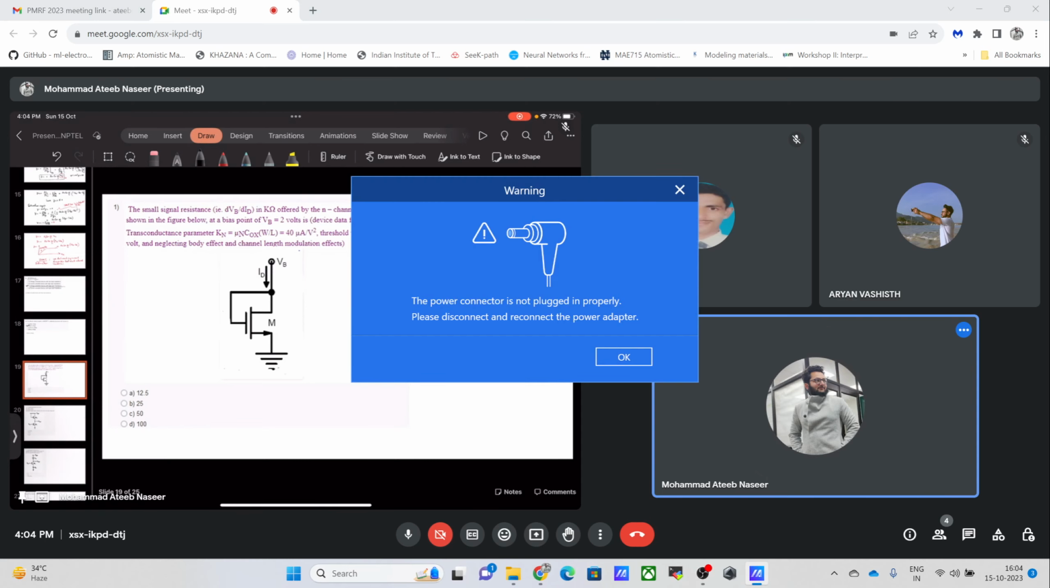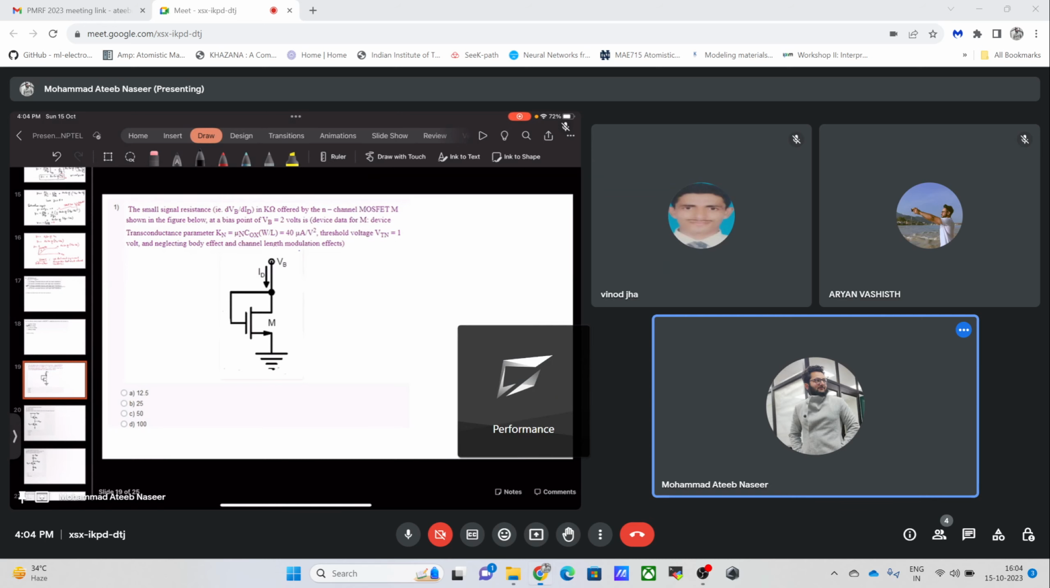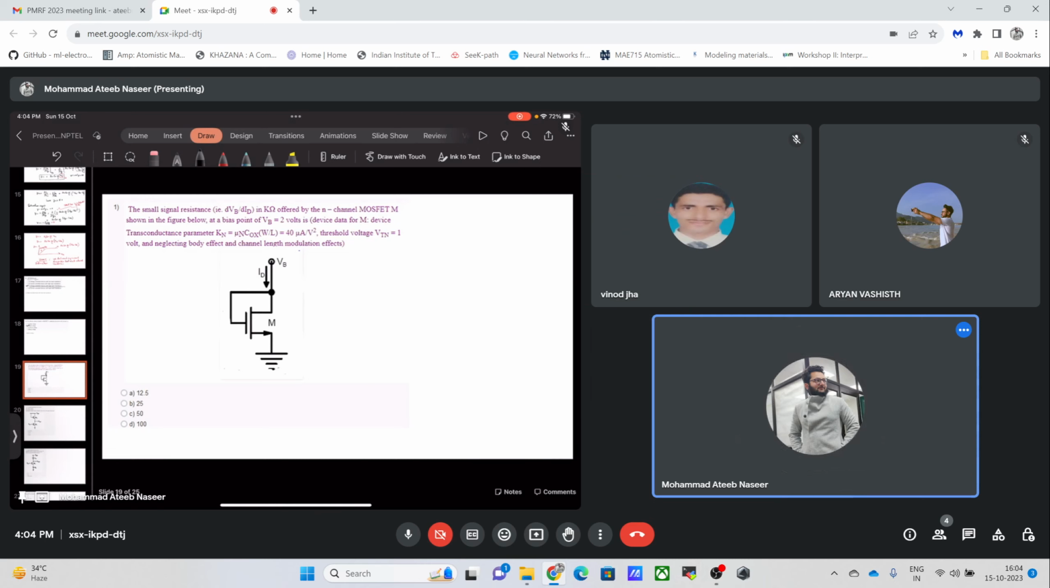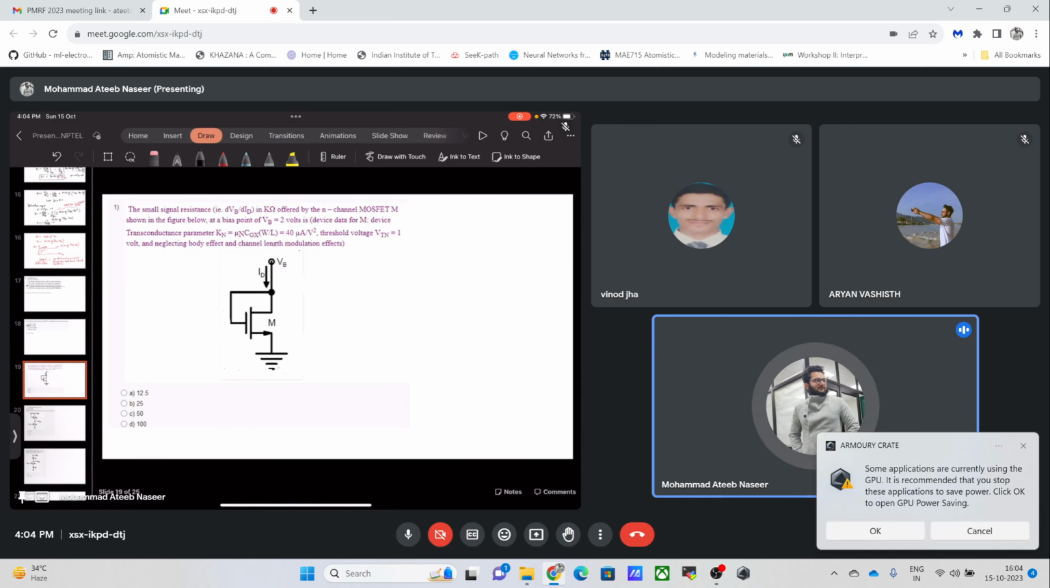What is it showing? Power connector is not plugged properly. Wait a second. There is some issue with it. Okay, now it's okay. Cancel this thing.